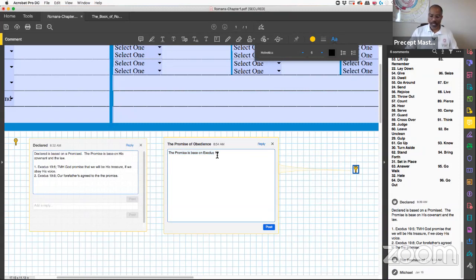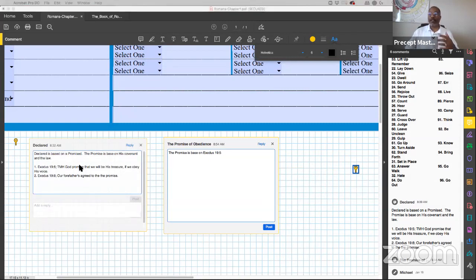Based on Exodus 19, verse 5. This promise is based on Exodus 19, verse 5. We know that one. Now, we also know it has another area which we have to put in there. This promise of obedience, we have to do something. So how do we know this?